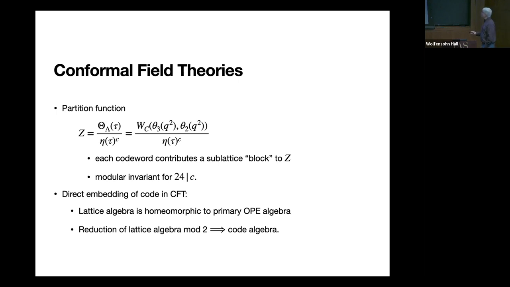All right, so in this partition function, you can say each code word is contributing its own sublattice block to Z, which is all of the shifts of it: take that code word and take all the other points in R^n which reduce to it modulo 2, that's a lattice. And I'm calling that a sublattice block that each code word contributes, okay? And this is going to be modular invariant whenever C is a multiple of 24.